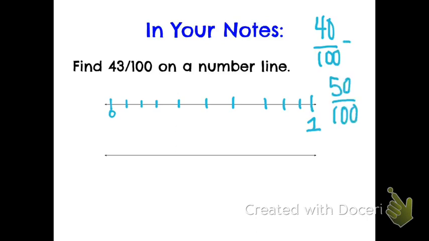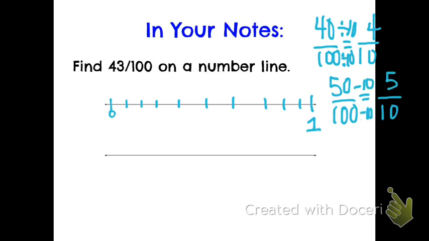I can find equivalent fractions for both 40 hundredths and 50 hundredths with a denominator of 10, because 100 divided by what would give me 10? Well, I know that 100 divided by 10 would give me 10. So whatever I do on the bottom, I would have to do on the top. So 40 divided by 10 would give me 4. Same thing down here. 50 divided by 10 would be 5.